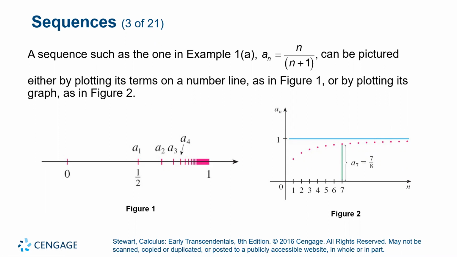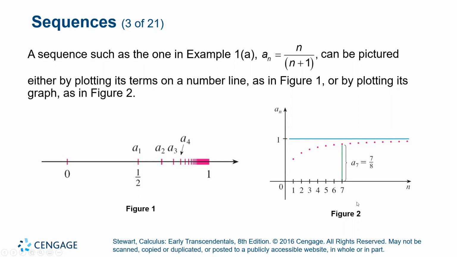So the first example we saw, part A of example 1, had the sequence n over n plus 1. So you might ask, what does this look like on a graph? There's a couple different ways that you can visualize it. On the left, we have a number line where there's a mark that represents each of the sequence values. You can see 1, 2, 3, and 4 identified, and then of course it gets closer and closer to 1.